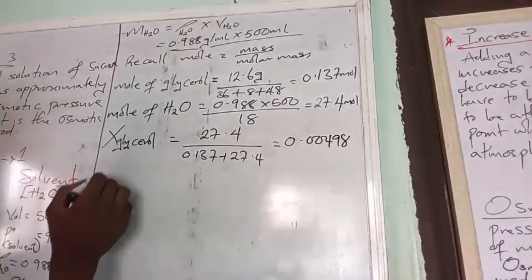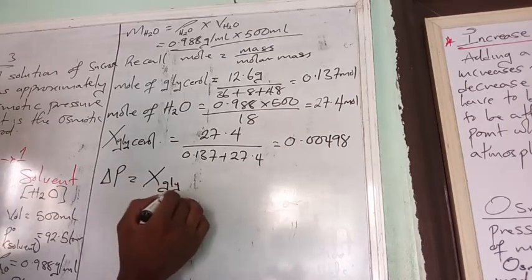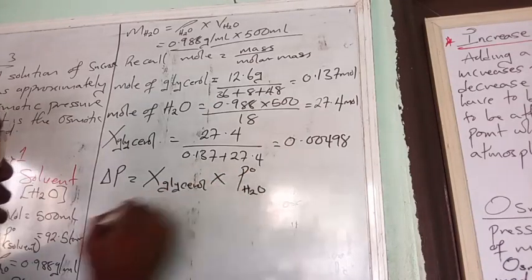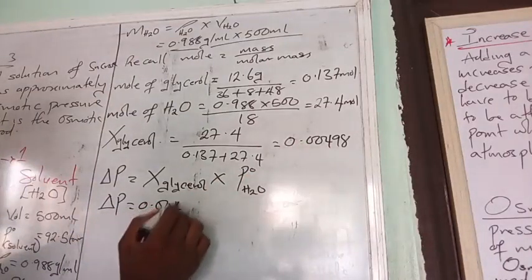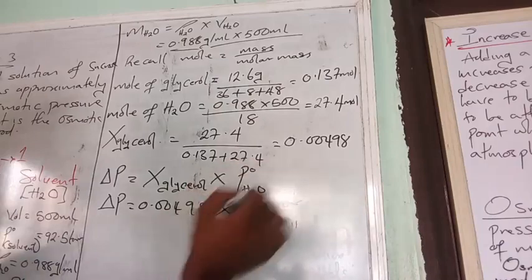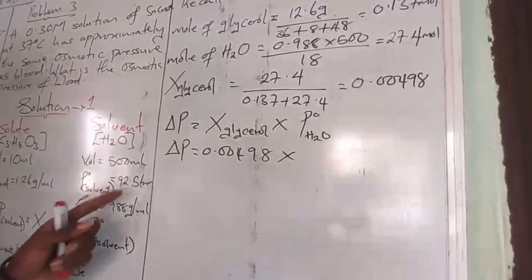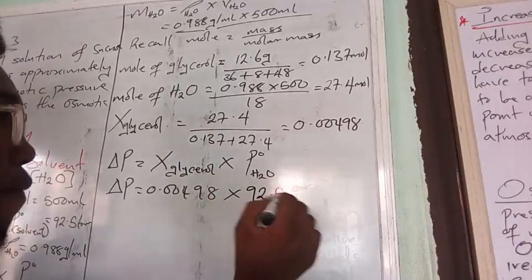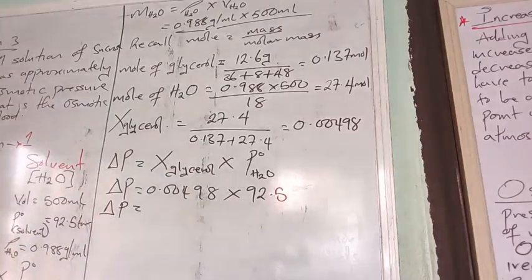So that means our pressure change will be equal to the mole fraction of glycerol times the pressure of water in the pure solvent. So we have this value here, 0.00498, times the pressure of H2O that was given to us, that is the pure solvent, which is 92.5 torr. Are you seeing that? 92.5 torr. So that gives us, in the calculator, 0.461 torr.